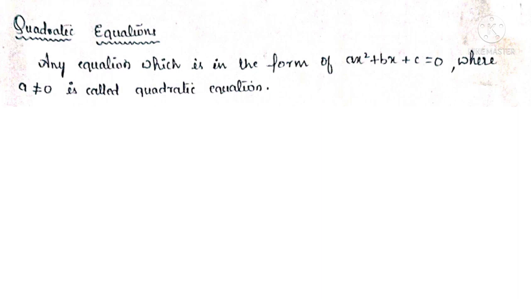What happens if a is equal to 0? If a is equal to 0, then the term x square becomes 0. Then it will become a linear equation, because the equation will be converted into bx plus c. That is why a should not be equal to 0.